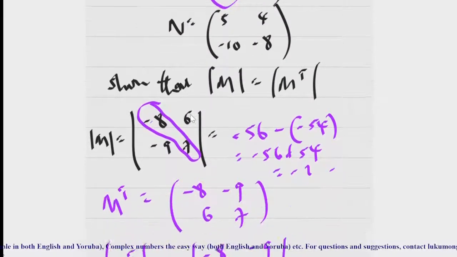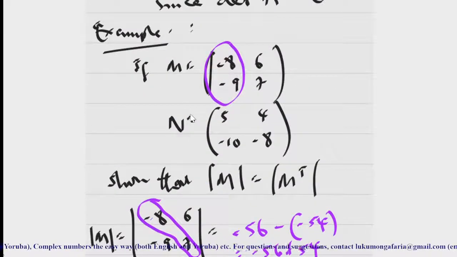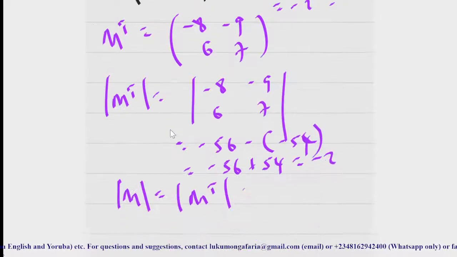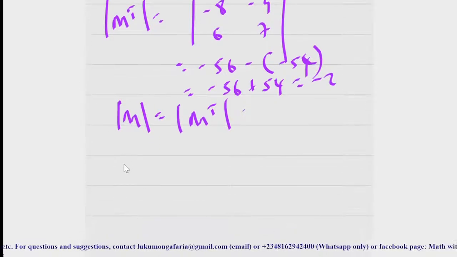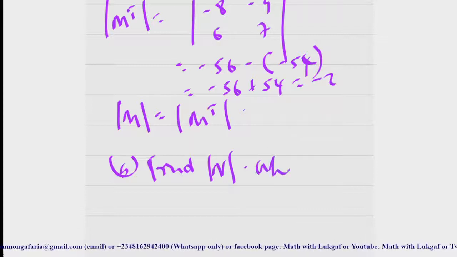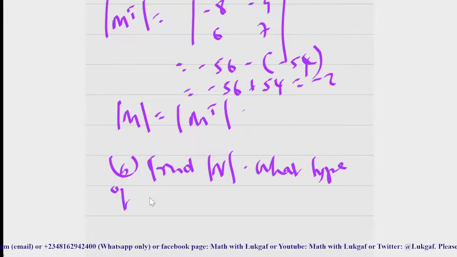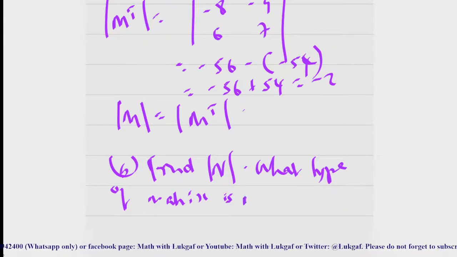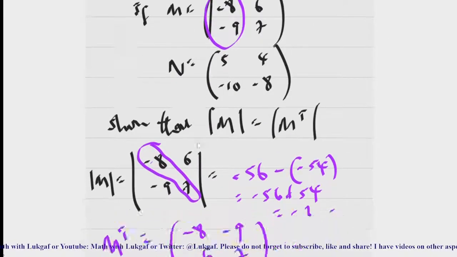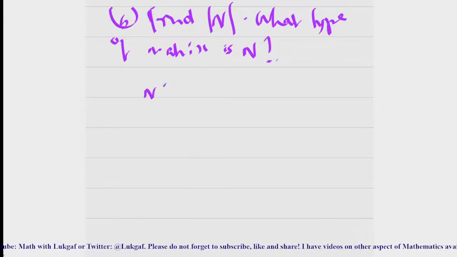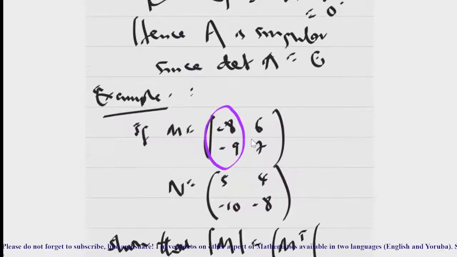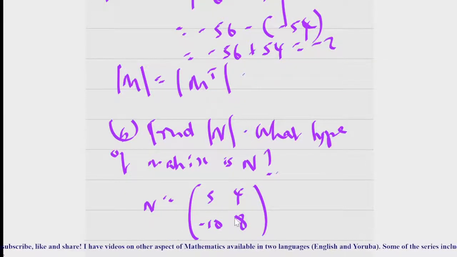So now we were given N as well. Let's say the second question asks us to find the determinant of N, and to find what type of matrix N is. So you have to obtain what type of matrix N is. Don't forget our matrix N is 5, 4, minus 10, minus 8.